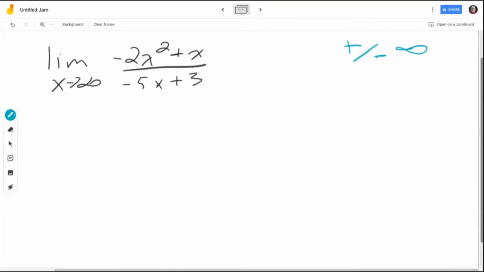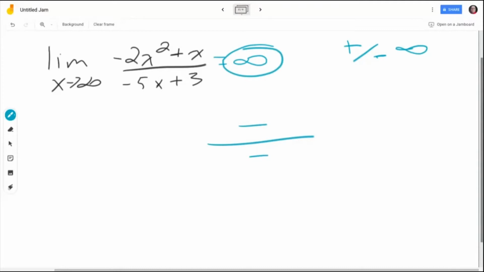So let's think about it. We plug in infinity into our square. That's going to be positive. Multiplied by a negative, that's going to be negative. This is insignificant. We don't care about it. So what we end up with is a negative in our numerator. We plug in infinity into this x here. A negative times a positive infinity is going to be negative infinity. This 3 I don't care about, it's insignificant. So this is going to be negative down here. A negative divided by a negative, that is positive. So this limit is going to be positive infinity.